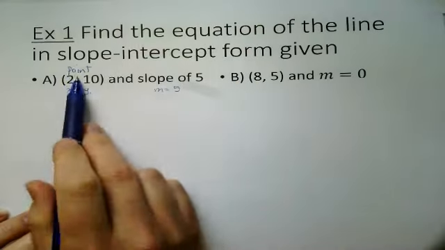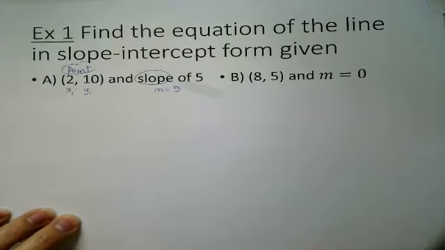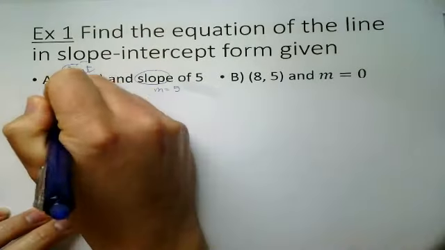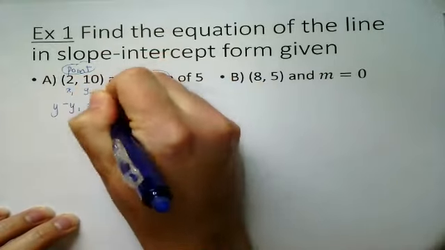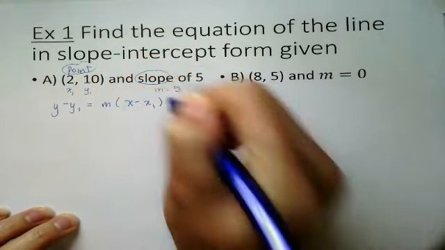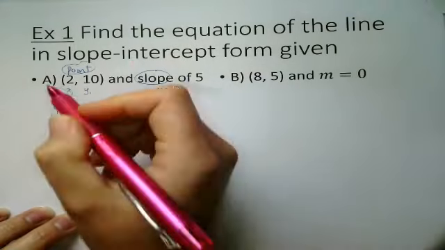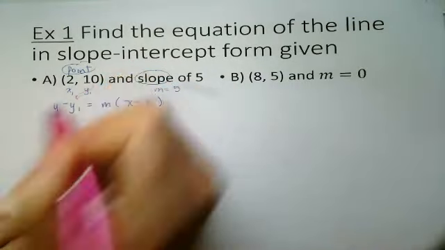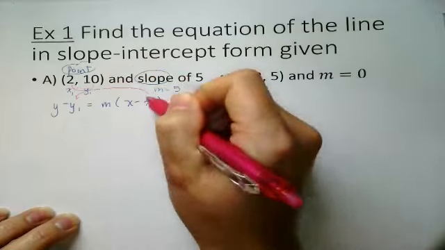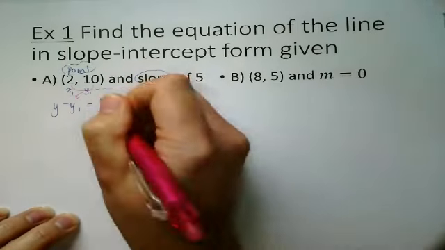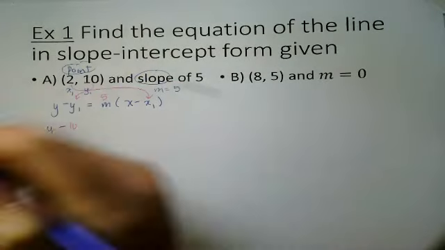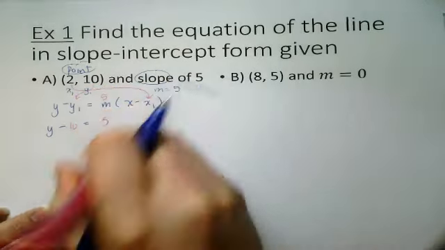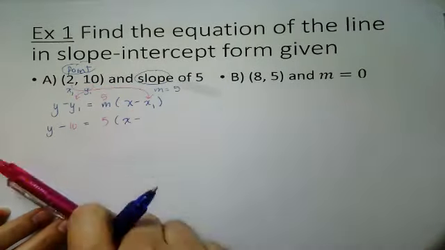And since we're given a point and the slope, we're going to use point slope form. So I'm going to write down my formula. y minus y1 equals m times the quantity x minus x1. And so we're going to plug in the 10 for the y1, the 2 for the x1, and our 5 goes in place of the m. So we're going to have y minus 10 equals 5 times the quantity x minus 2.